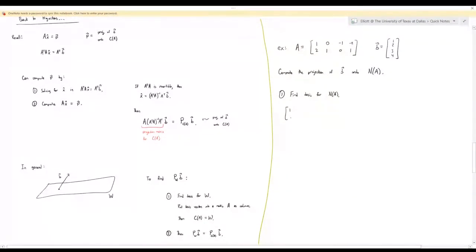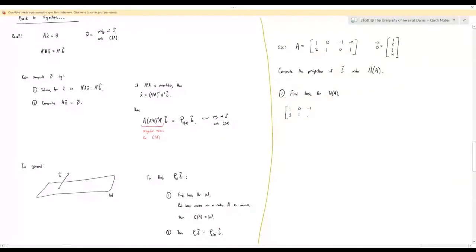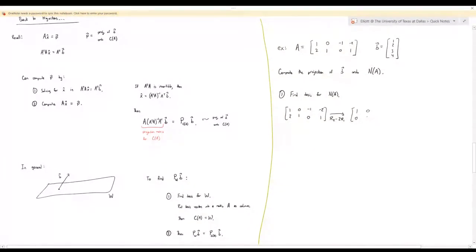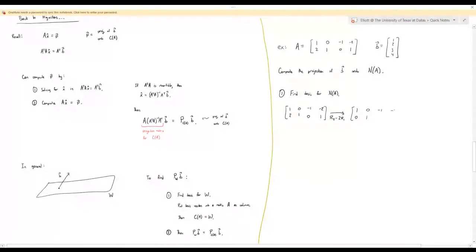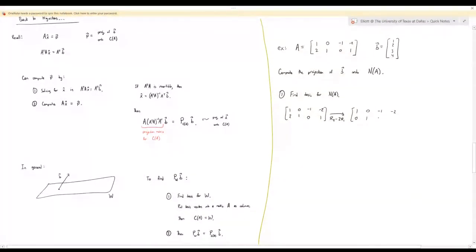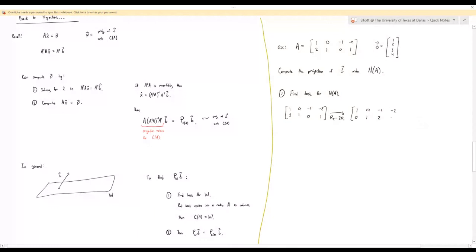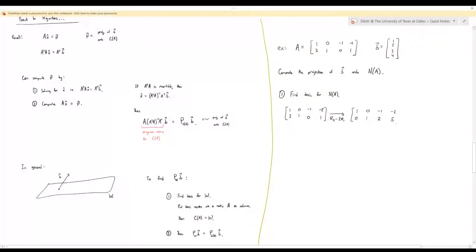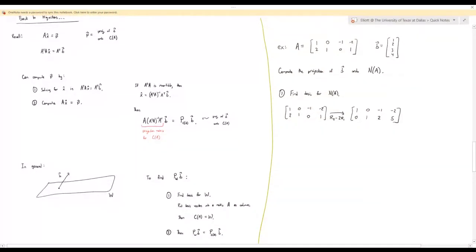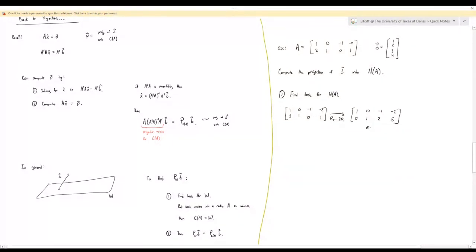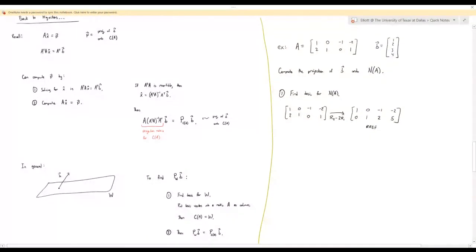So remember that to find the basis for the null space of a matrix, your strategy is to row reduce. Here I made the matrix pretty small, so if we just do row 2 minus 2 of row 1, let me see what that will give us. That'll be 2, that's going to be 5. Okay. So this would be the reduced row echelon form of A.